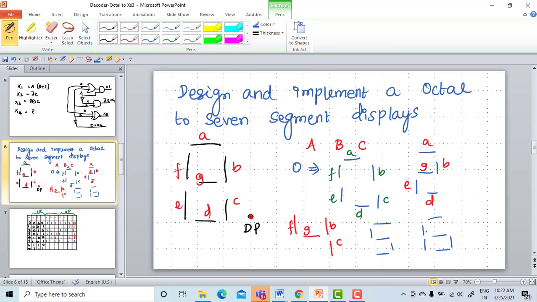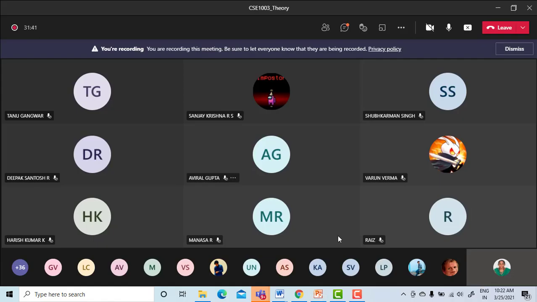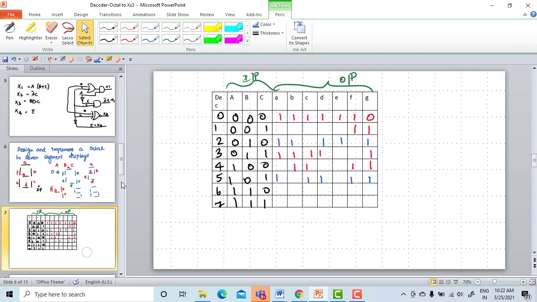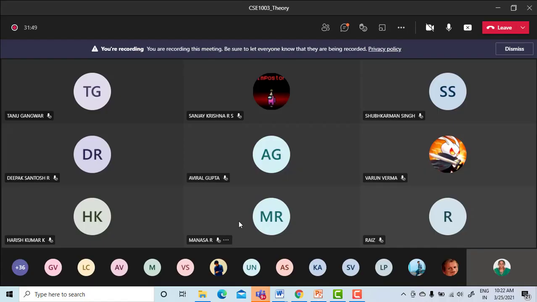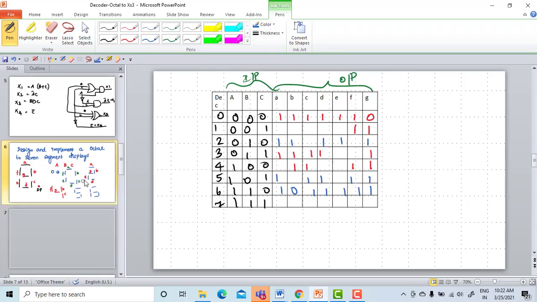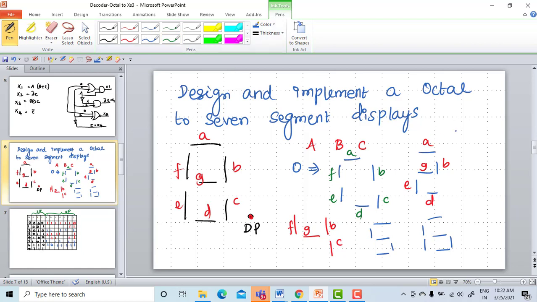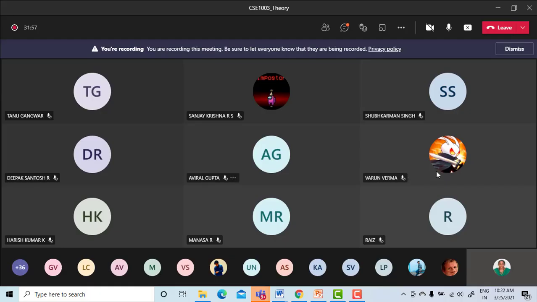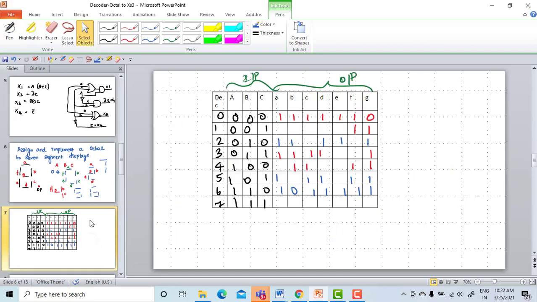So this is, except B, everything is active. And for 7, A, B and C. The rest all is 0.